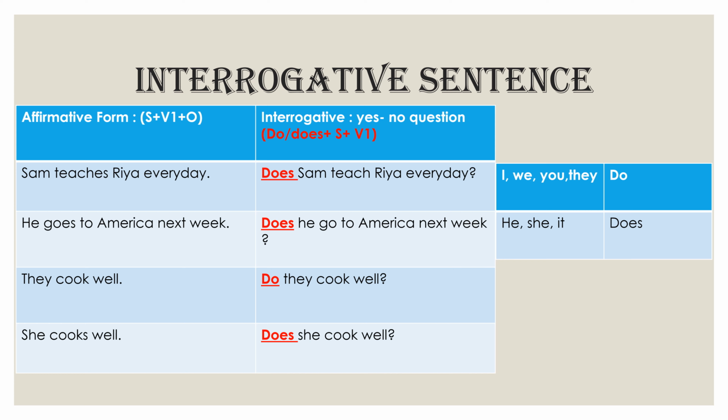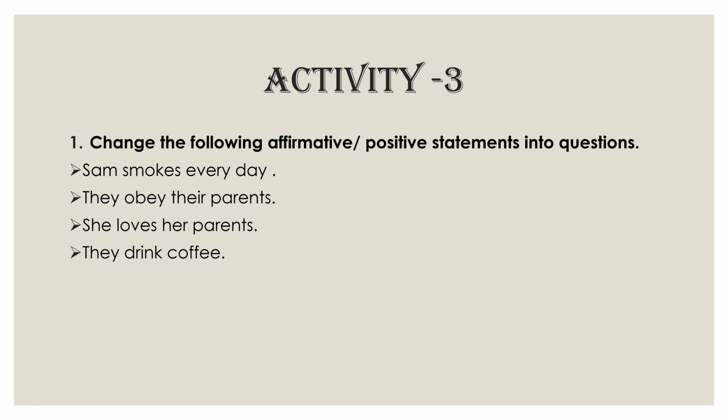He goes to America next week. Does he go to America next week? They cook well. Do they cook well? She cooks well. Does she cook well? Activity 3. Change the following affirmative or positive statements into questions. Sam smokes every day. They obey their parents. She loves her parents. They drink coffee.